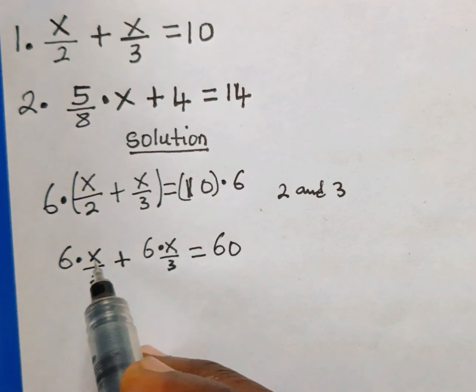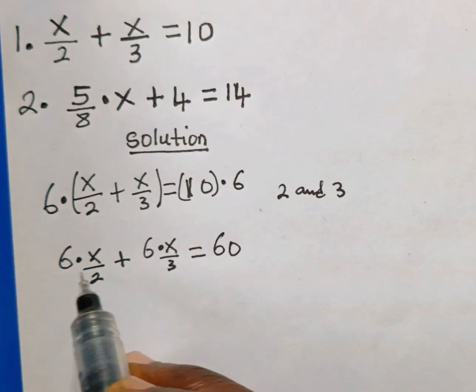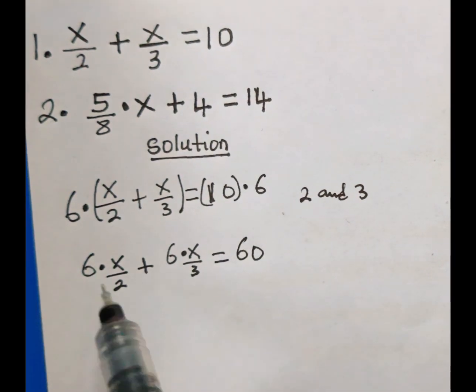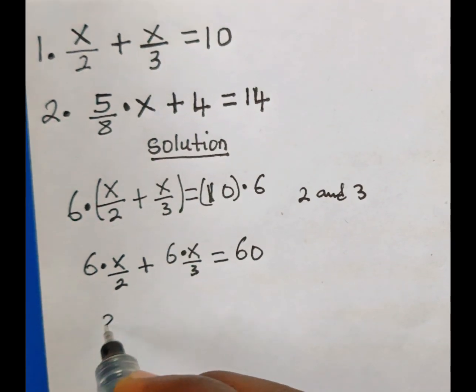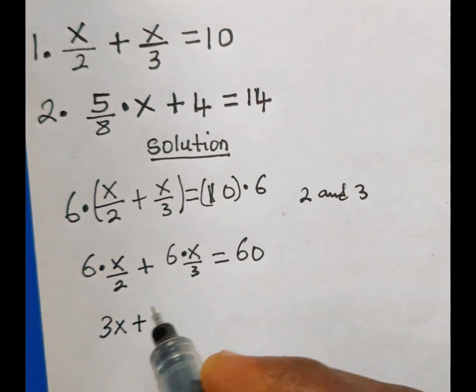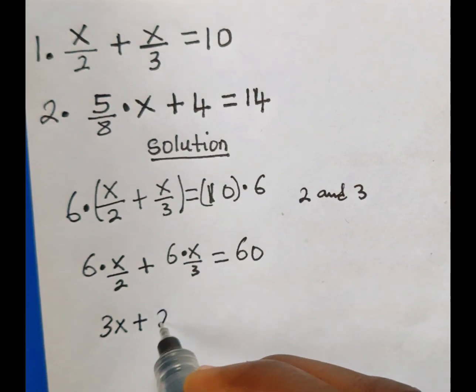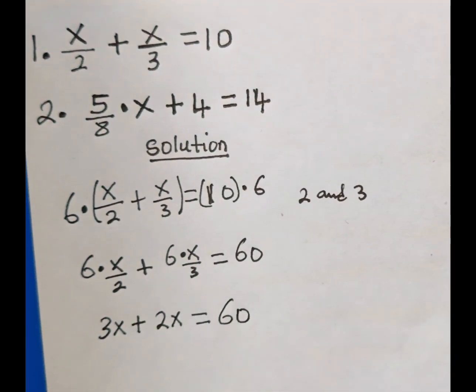Now, 6 multiplied by x over 2, as you can see, 2 can go into 2 one time, then 2 can go into 6 3 times. So this is the same as 6 divided by 2, which is going to give us 3. Then 3 multiplied by x is going to give us 3x. Then plus 6 divided by 3 is going to be 2. Then 2 multiplied by x is going to give us 2x. So everything is going to be equal to 60. Now we have successfully cleared the fraction.